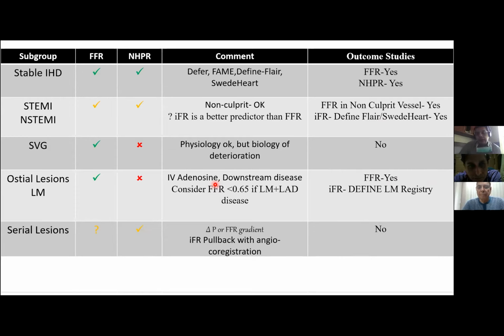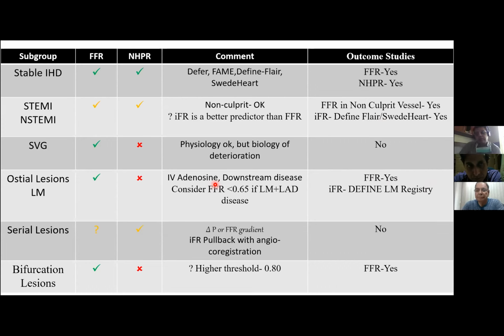Serial lesions, iFR pullback with anticoagulation registration is thought to be a shade better because the crosstalk between lesions may be less when you have serial lesions. Bifurcation lesions may be better tested with FFR compared to non-hyperemic pressure ratios, with outcome data as well.